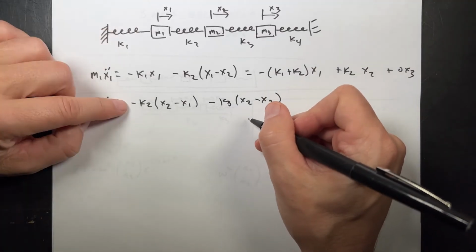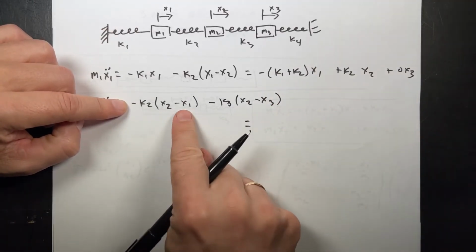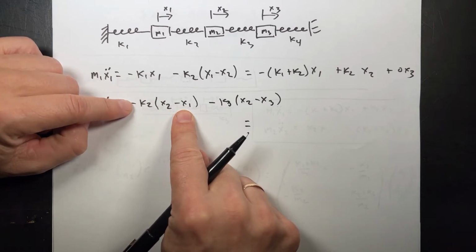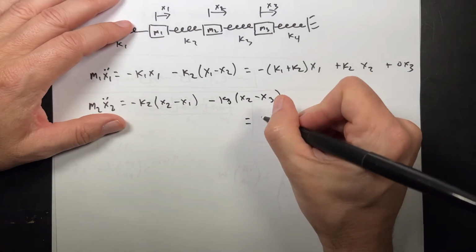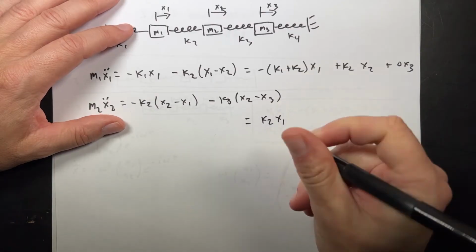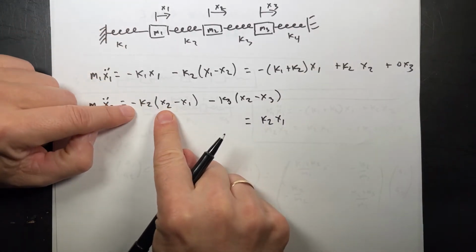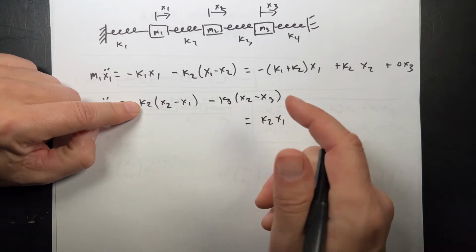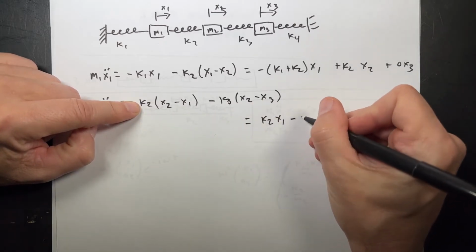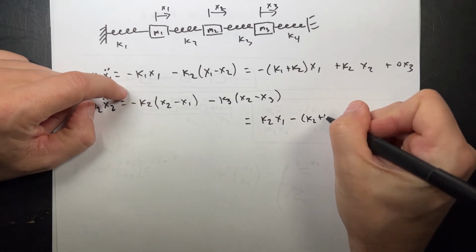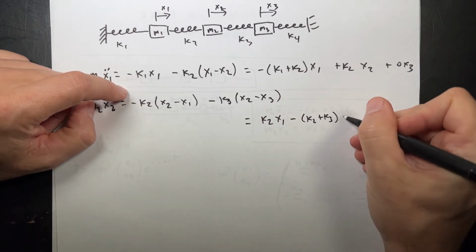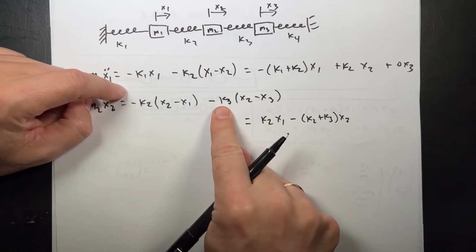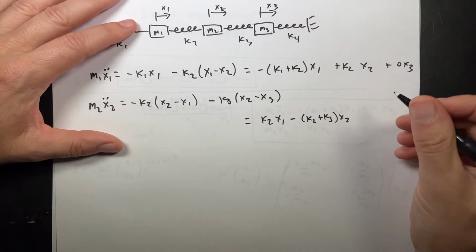Now let's write that in terms of x1, x2, and x3. So for x1, I have a negative k2 x1. That's only x1, so let's write that as k2 x1. Now I have an x2, I have negative k2, I have negative k3. So this is going to be minus k2 plus k3 times x2. And then my x3 term, I only have this one right here. That's the only one, so it's just going to be plus k3 x3.